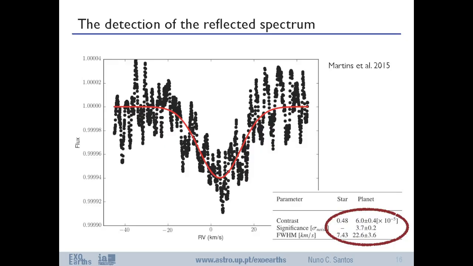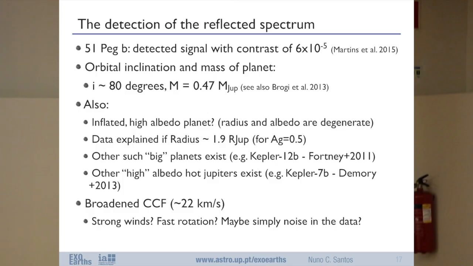Here I'm showing the cross-correlation function of the planet, and this tells us that we were able to positively retrieve the signal of the reflected light spectrum of 51 Peg b, a giant hot Jupiter. Here I show the parameters that we retrieve: the contrast of this function, or the amplitude of the Gaussian, the significance of the detection, and the full width at half maximum. This is for the star, this is for the planet.